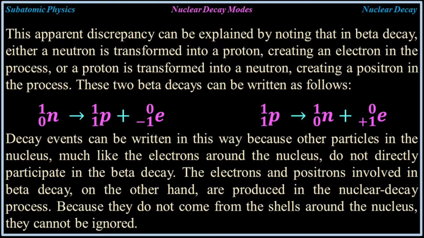Decay events can be written in this way because other particles in the nucleus, much like the electrons around the nucleus, do not directly participate in the beta decay. The electrons and positrons involved in beta decay, on the other hand, are produced in the nuclear decay process because they do not come from the shells around the nucleus. They cannot be ignored.